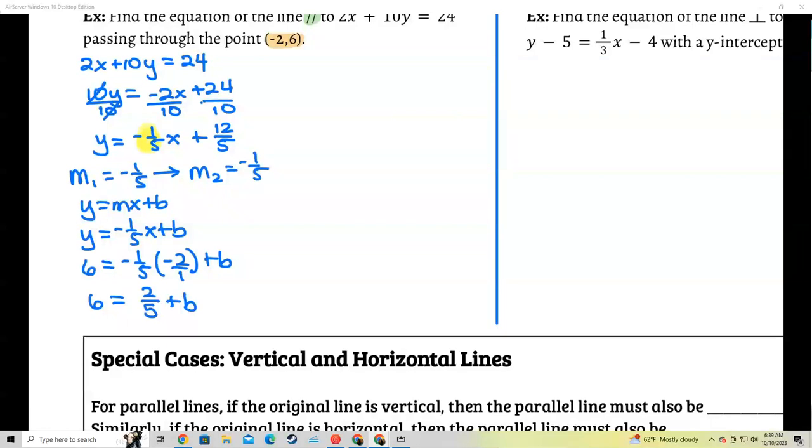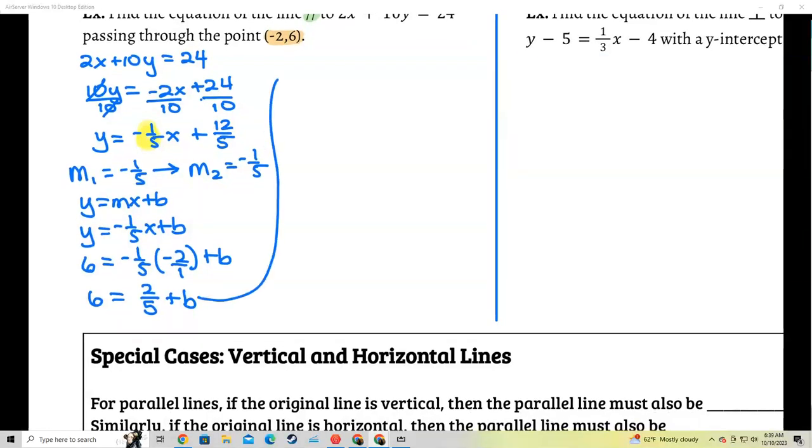Now, I'd say that this is going to be a little bit tougher because I have those fractions here. Let me rewrite this over here. 6 equals 2/5 plus b. I'm going to subtract 2/5 from each side. These are going to cancel. Over here, I have 6 minus 2/5 equals b. Unfortunately, I can't subtract those because one's a fraction and one is not. So I'm going to put this over 1.